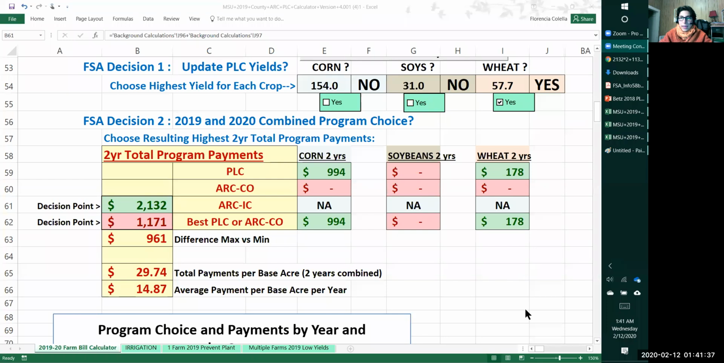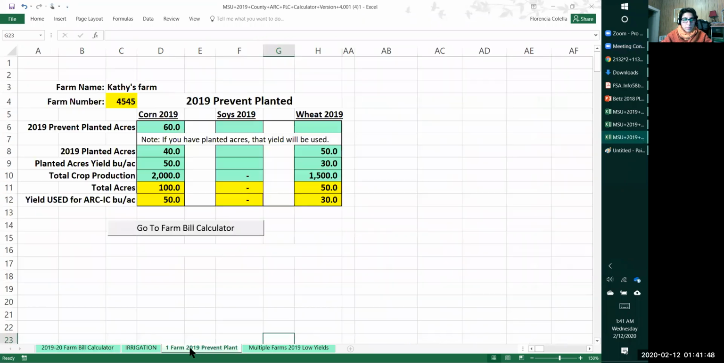So if by this time you are feeling super confident about this calculator, I want to share one last thing with you. It's an example where you have more than one farm, and you have a couple of farms that had prevented plant. For example, the last example that we went through was a farm that had 60 acres of prevented plant corn with 40 acres of actually planted corn with a 50 bushel an acre yield. And there had also been some wheat planted with no prevented plant in 2019.